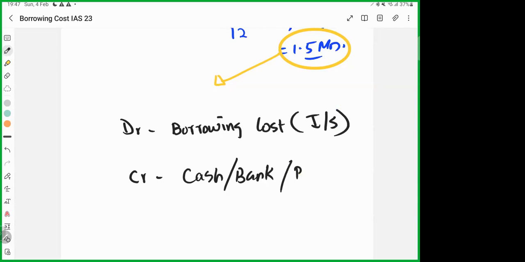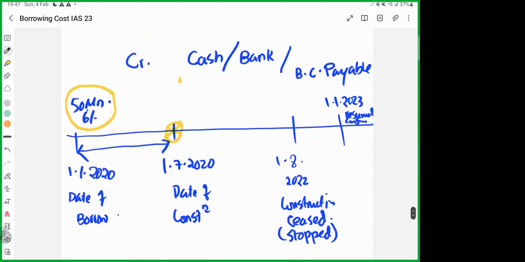Bank or borrowing cost payable account. Does that make sense? Yes. Yes, sir. Now what about this?